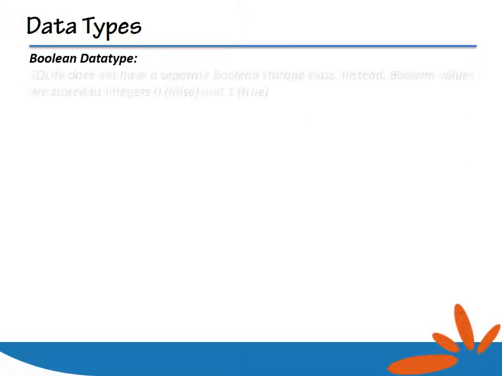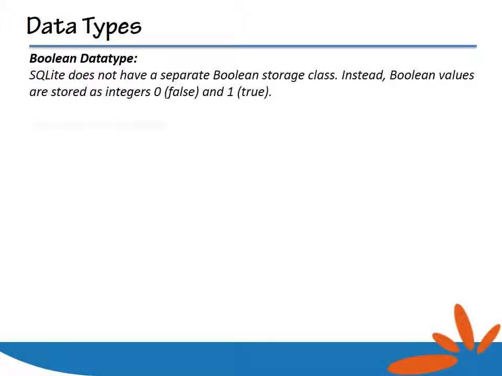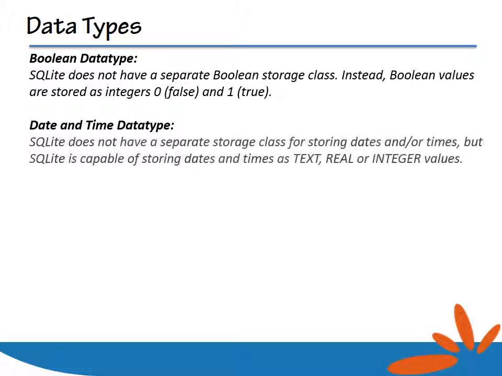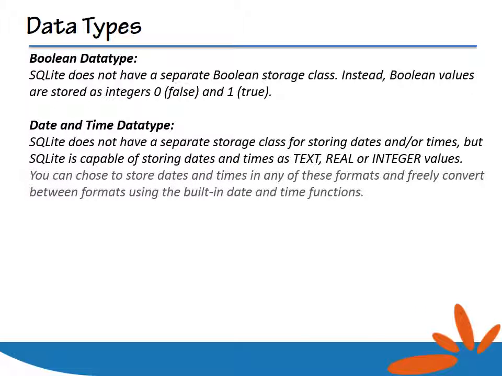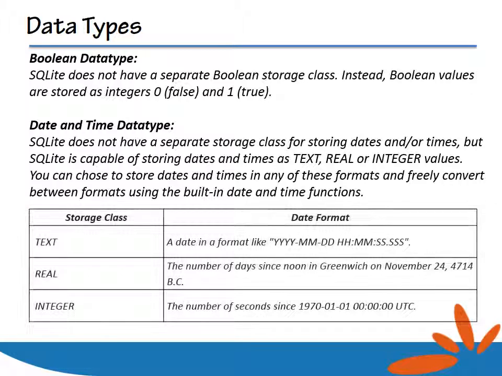In the date and time data type, SQLite does not have a separate storage class for storing dates and or times, but SQLite is capable of storing dates and time as text, real, or integer. So you can choose to store dates and time in any of these formats and freely convert between formats as stated below for text, real, and integer.